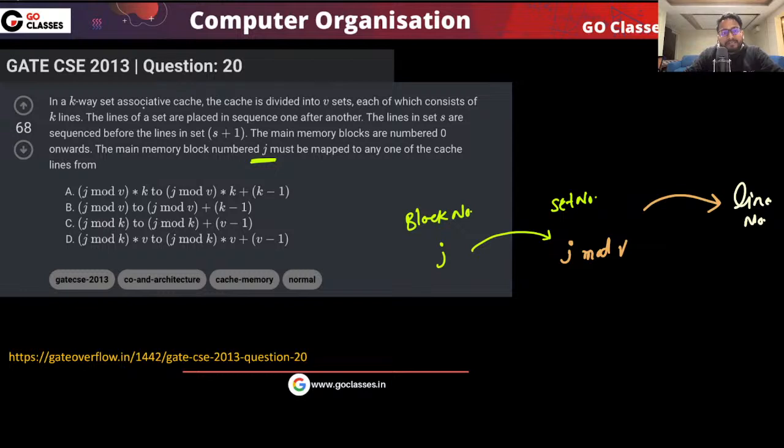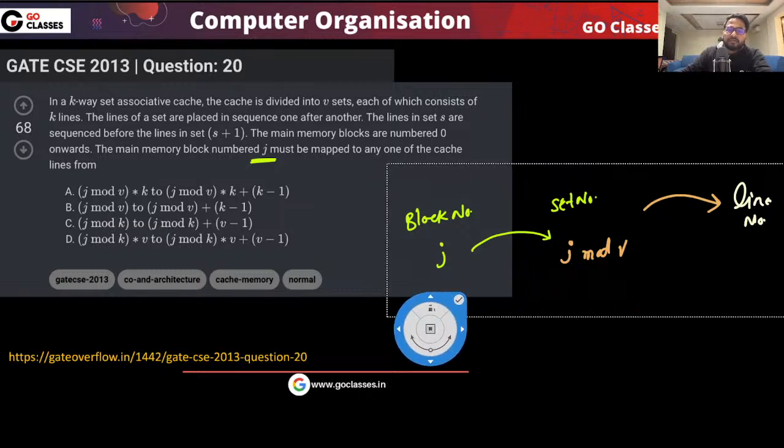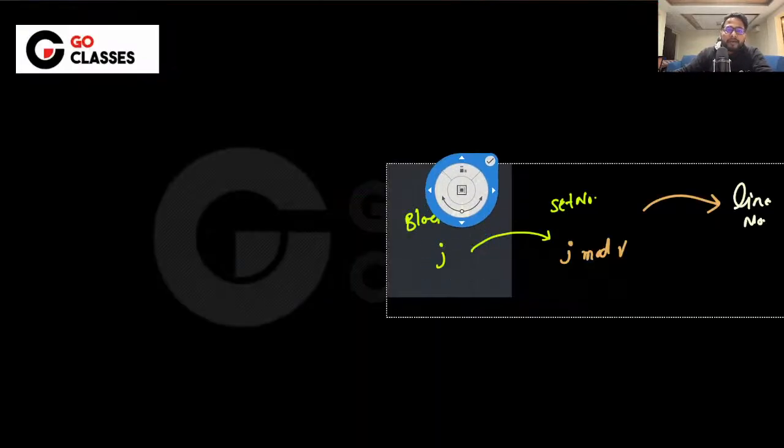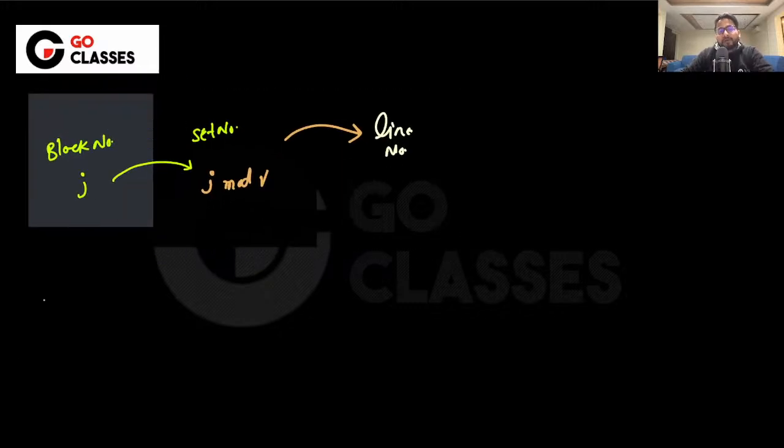Now what they are saying is that it is k-way set associative, which means each set has k lines. The cache is divided into v sets, each consisting of k lines. That's already written. The lines of the sets are placed in sequence, the lines in set S are sequenced before the lines in set S plus 1. That's the usual setting. The memory blocks are numbered from. I think only one more piece of information is needed, which is k-way set associative. So they are saying, tell me the possible line numbers it can map to if it is k-way set associative. This is the only question.